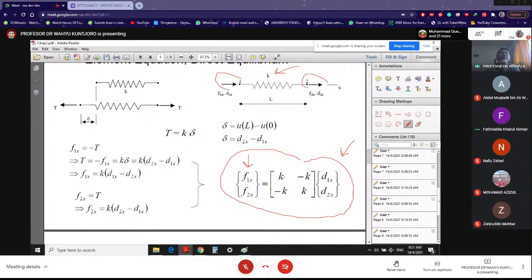Yep. So basically, the value for the D1x and D2x for the element equation and also the structure equation is the same value, isn't it? You are correct. The displacement matrix for element and also for system or structure, they are the same. The value, they are the same.